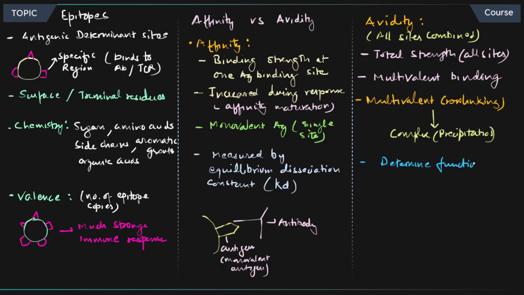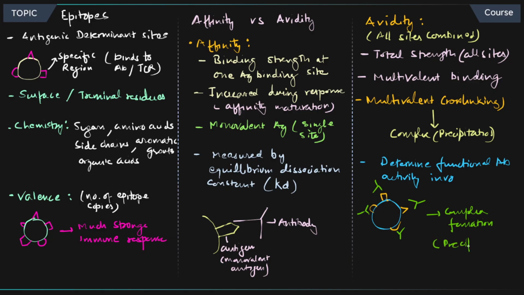Now, it determines the functional antibody activity in vivo. So this is also very important to determine the functional activity. Now, let's say this is the antigen and you have multiple antibodies, and this will lead to complex formation because you have so many antibodies and so many antigenic determinants working together.